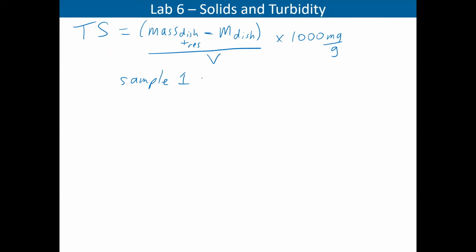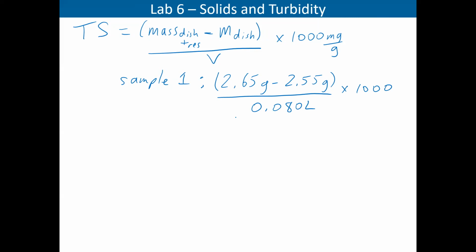For sample 1, the mass of the dish was 2.55, and the mass of the dish plus the residue is 2.65. So 2.65 grams minus 2.55 grams, and the volume is 80 mL, so 0.080 liters, and times 1,000 to get our milligrams. I have to punch that into my calculator: 2.65 minus 2.55 divided by 0.08, then times 1,000. So this is 1,250 milligrams per liter.